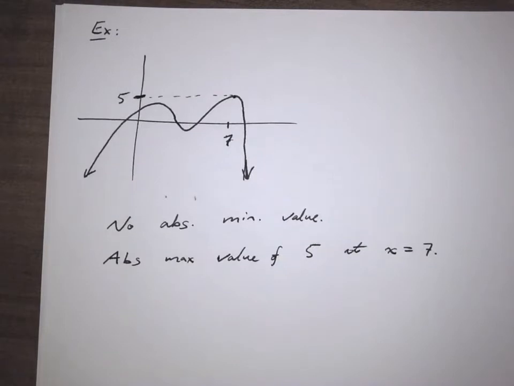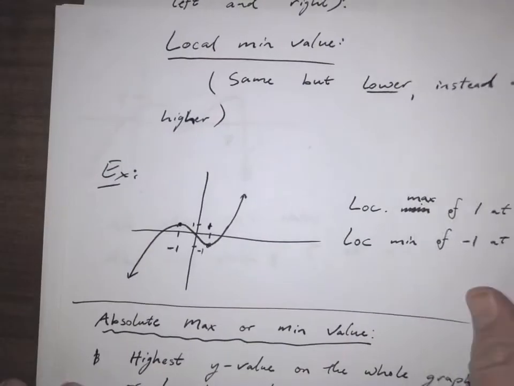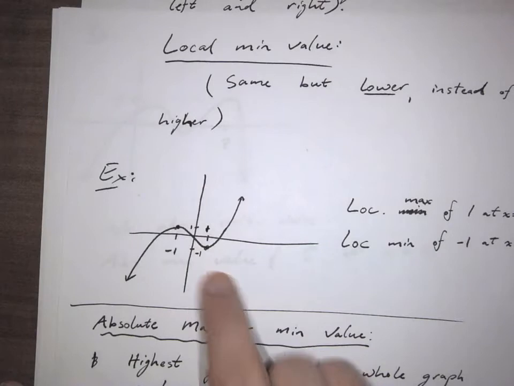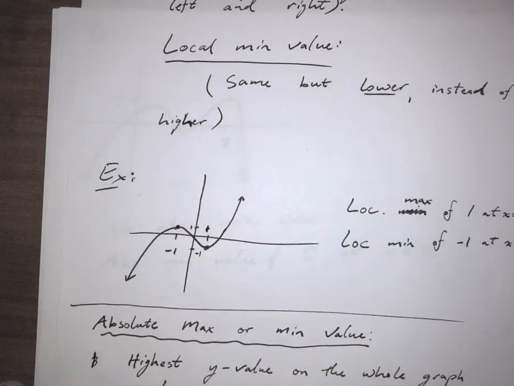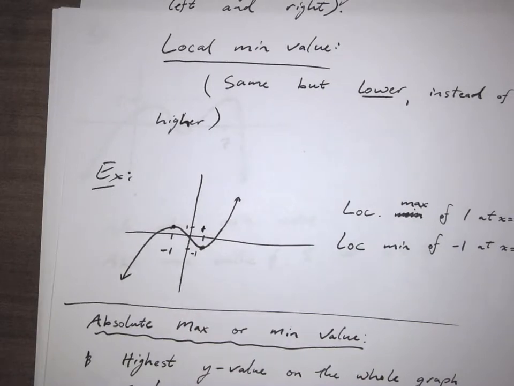So a function may have an absolute max, it may have an absolute min, it may have just one, or it may have neither. For example, the one we saw before, this graph from the previous page, has an arrow going up and an arrow going down, which means that it doesn't have any absolute max or min.